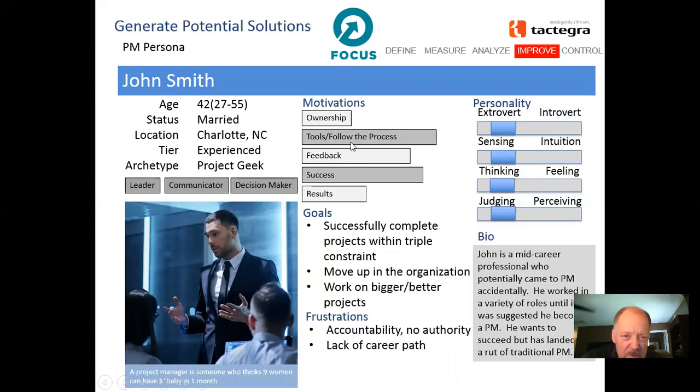So we'll measure these motivations against other stakeholders or other personas. But you can see here that what they're really interested in, a lot of times you talk to a PM and they're all about the process. I got to follow the process. I love my tools. And these are their goals.